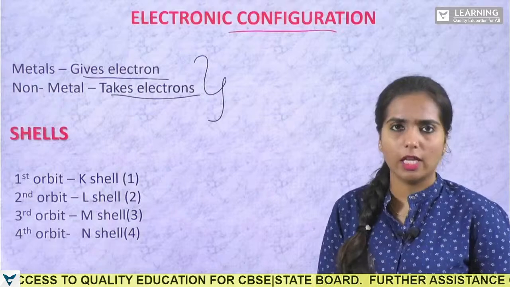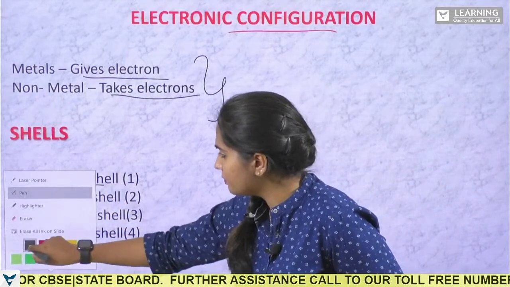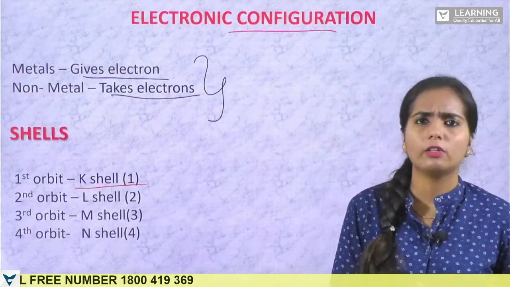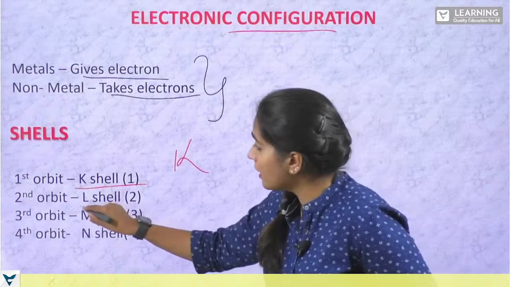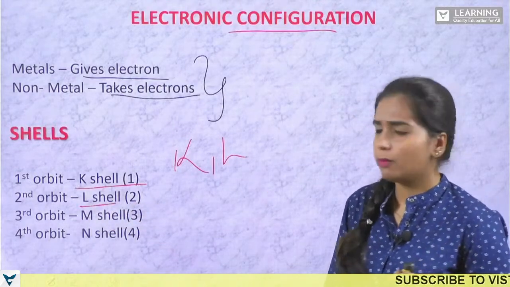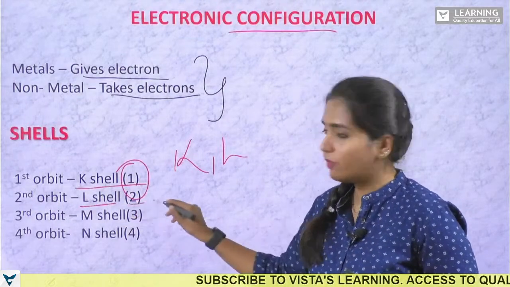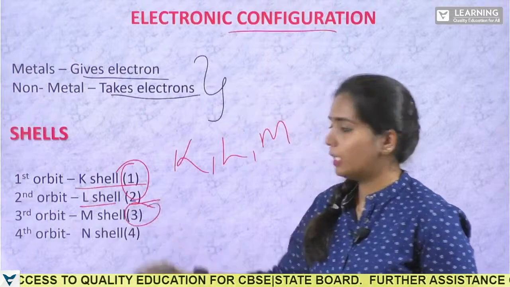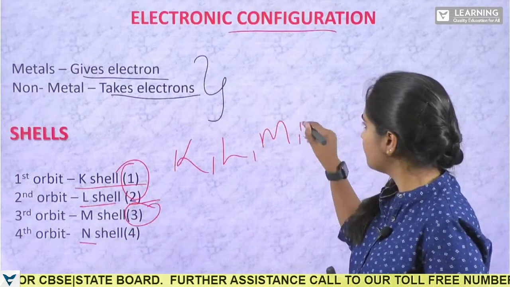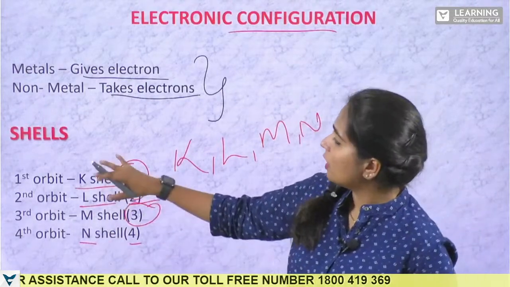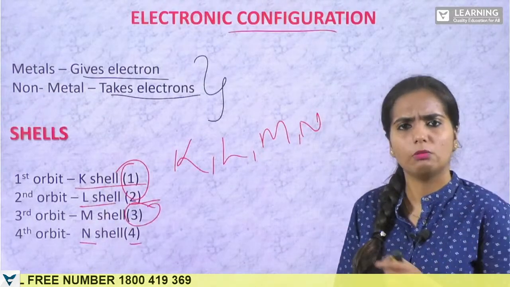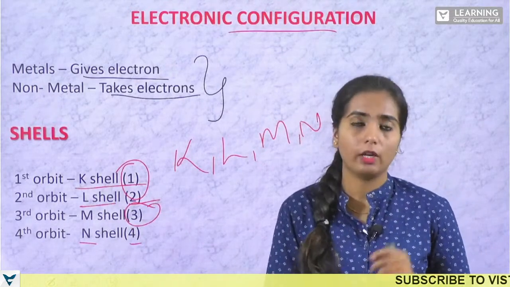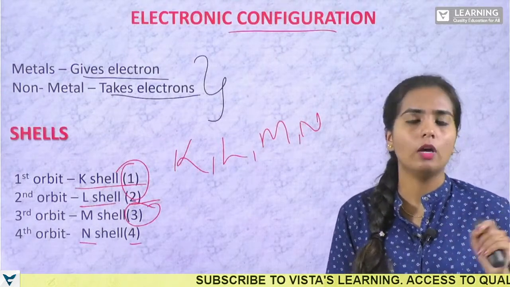Followed by, there is something called shells. Our first orbit is mentioned as the K shell, followed by the second orbit as the L shell. The K shell will have 1 electron and the second shell will have 2 electrons. The third orbit is the M shell, having 3 electrons. The fourth one is the N shell, having 4 electrons. So the letters of the shells are very important to remember, and how many electrons are present. K, L, M, N.